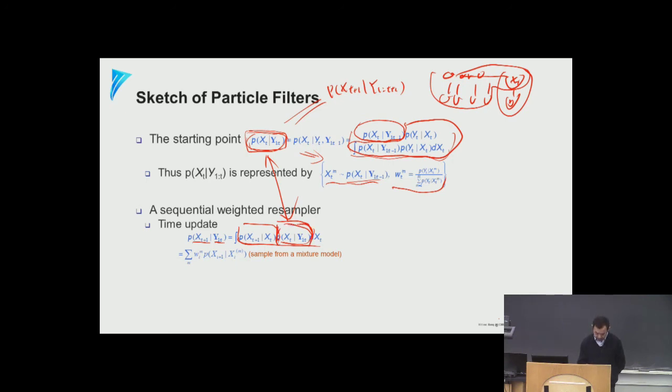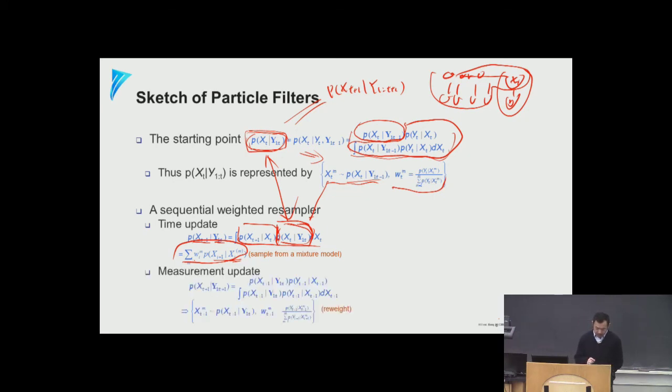Therefore, this term is now replaced with the samples. We plug in the samples and also the weights. Therefore, it becomes the weighted sum of this transition probability conditioning on the samples of the previous states. If you look at this, it looks like a mixture model. This is a simple distribution of a one-step transition conditioning on a particular sample value, and then this whole conditional distribution is weighted by that weight. You can easily sample from this mixture model.